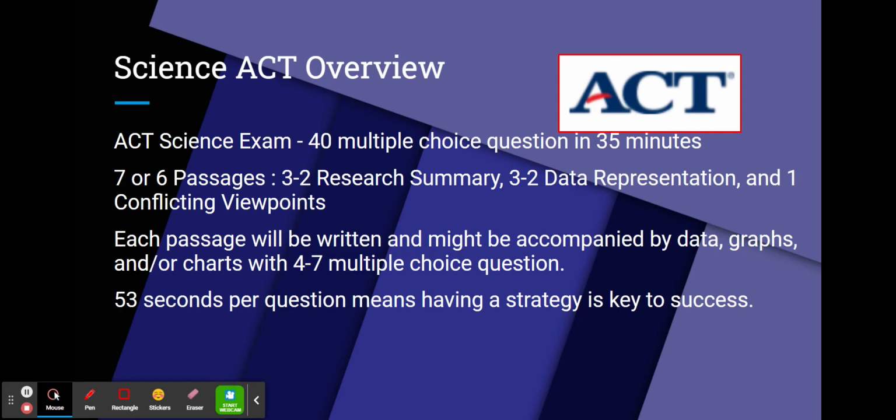Two or three of those will be research summaries. Two or three of those will be data representation, and one will be conflicting viewpoints. So each passage will be written. It will also be accompanied by data and graphs and charts. Each of those passages will have 4 to 7 multiple choice questions, and we will practice 3 of those. So I'll give you a passage and then 4 to 7 multiple choice, and hopefully these tips and tricks and practice will help you feel better prepared when it comes to taking the science portion of the ACT.